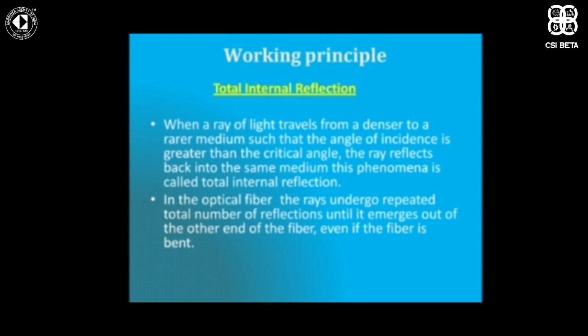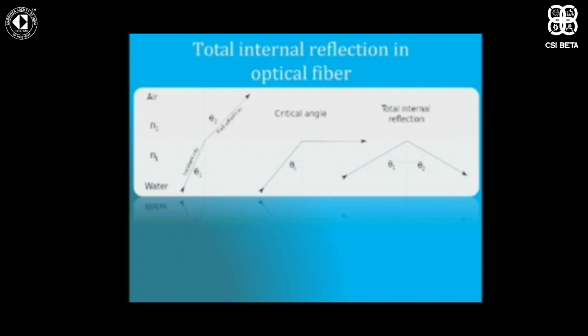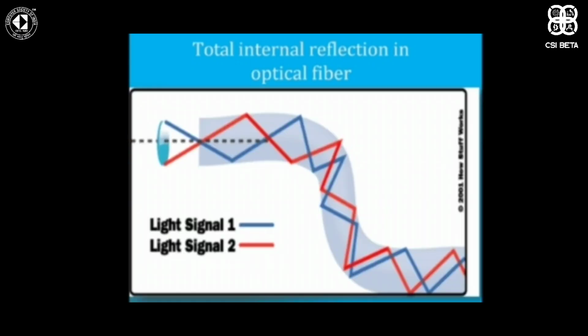The working principle of optical fiber. It's total internal reflection. When a ray of light travels from a denser medium to a rarer medium, such that the angle of incidence is greater than the critical angle, the ray reflects back into the same medium. This phenomenon is called total internal reflection. In the optical fiber, the rays undergo repeated total internal reflections until it emerges out of the other end of the fiber, even if the fiber is bent. Here we can see the total internal reflection in optical fiber.